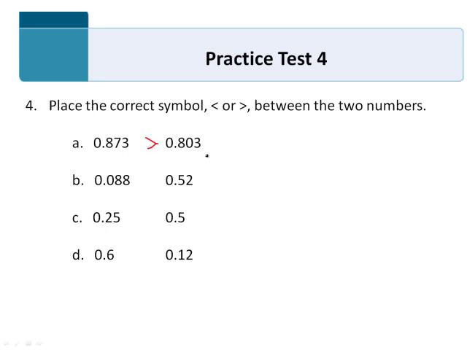Okay? On part B, we have 0.088 and 0.52. So I need to add a 0 here. So you're looking at 88 versus 520. The 88 is definitely less than. Part C, 0.25 and 0.5. Add a 0 there to the 5. So 25 is less than 50. And on D, we have 0.6 and 0.12. Add a 0 to the 6, so they both have two digits now behind the decimal. And 60 and 12, 60 is greater than 12.